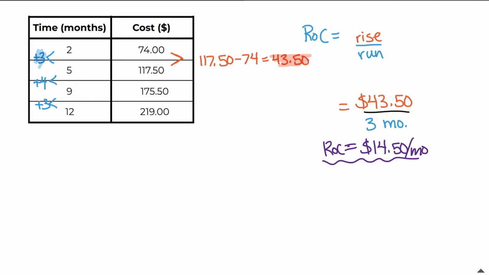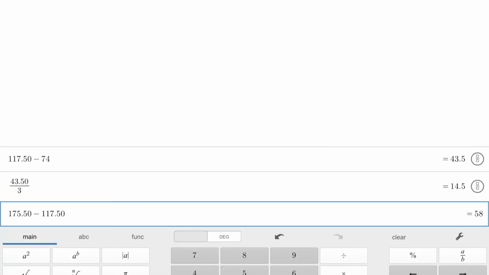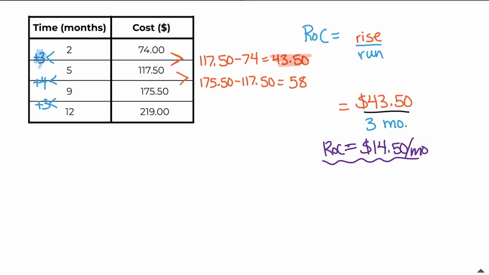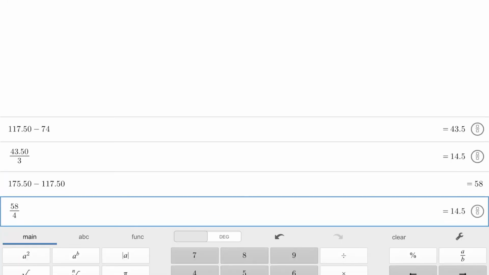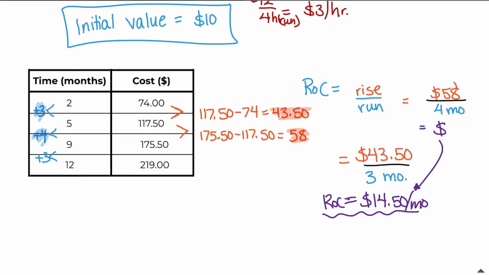Now let's just confirm that this really is $14.50 per month. So let's do the rate of change one more time. To go from 117.50 to 175.50, let's figure out how much this increased by. We would have to subtract these two values, and I end up getting $58. So our rise right here would be $58, and the corresponding run to that $58 is this 4 months that we have here. And I still get $14.50. So we still get the same answer, $14.50 per month.